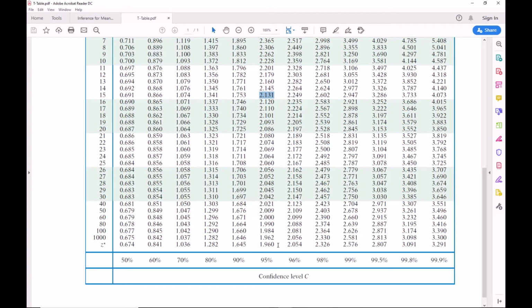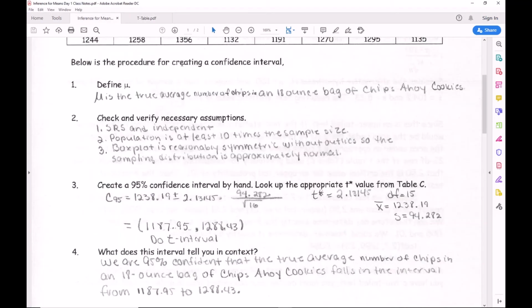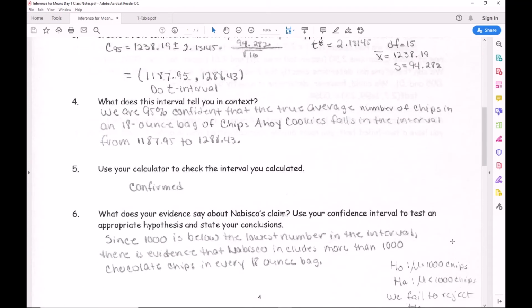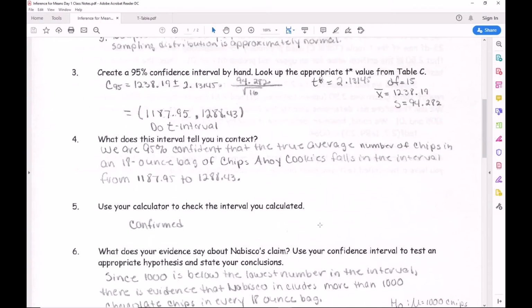It's a little bit larger because of the extra variation that you see when you're dealing with using s instead of sigma. So that's where I got this. Actually, 2.131 is fine. I got the extra digits because I did it a little farther out on a calculator, but 2.131 is great. All right, so there it is, x bar plus or minus t star times s over square root of n, and you get this. Don't forget to name it right. And then you just give the usual thing. We're 95% confident that the true average number of chips in an 18-ounce bag of Chips Ahoy cookies falls in the interval from here to here.